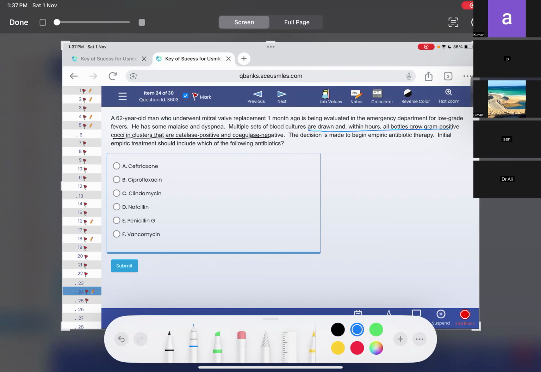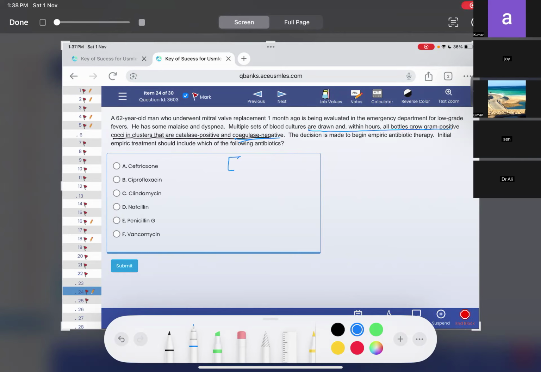So, can anybody tell me which one of these bacteria? Anyone? Staph aureus. Sorry, Staph epidermidis. Excellent, Staph epidermidis, because it is catalase positive and coagulase negative. Let us discuss why Staph epidermidis will usually cause such an effect.